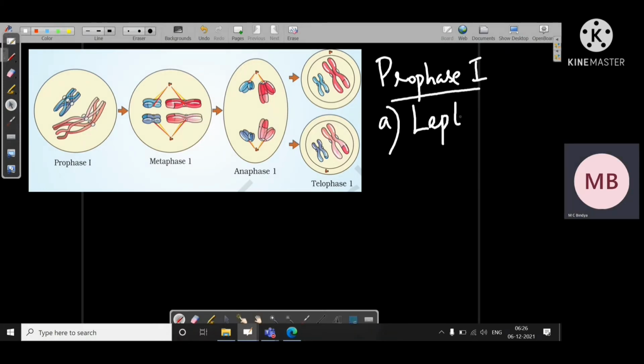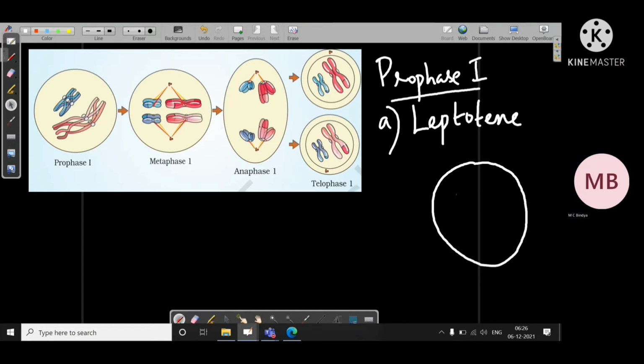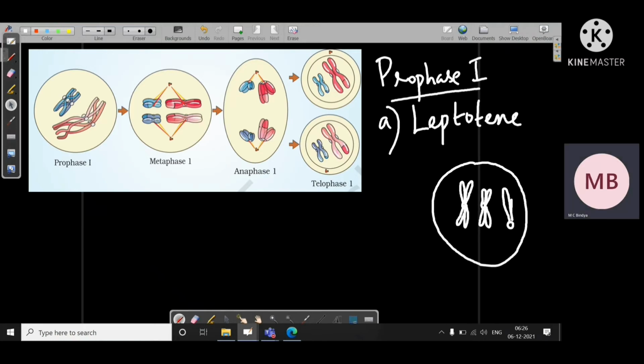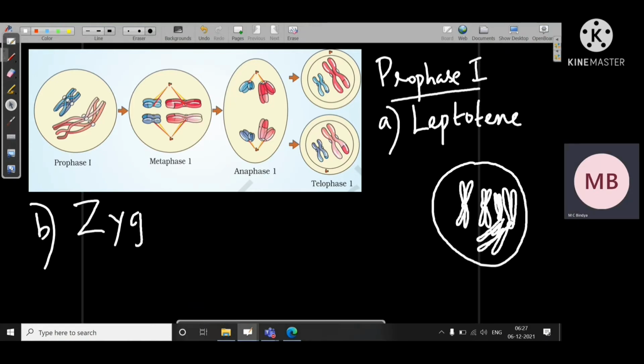The first stage is called the leptotene stage. Now, during the leptotene stage, the chromosomes will start to be visible because during the interphase stage, they were not visible in this form. They are now visible. The chromosomes are visible in the nucleus. That's what is there in the leptotene stage. Next is the zygotene stage.